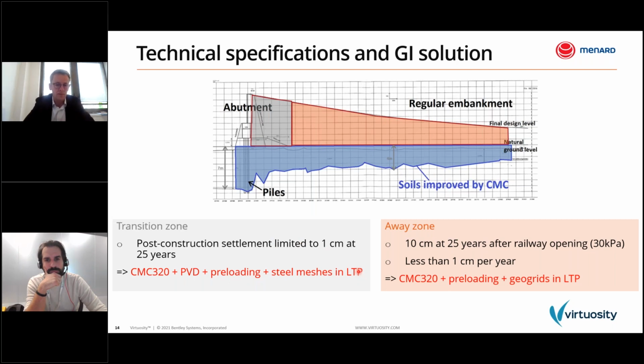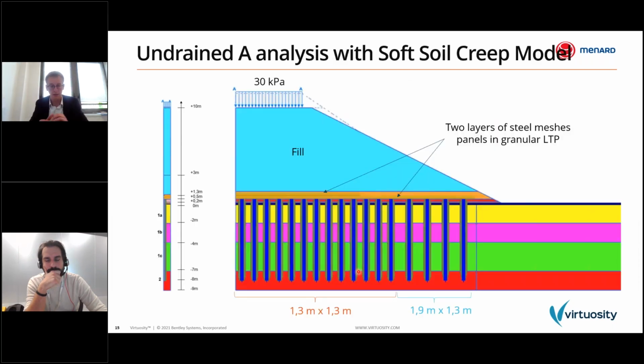So the design was made with PLAXIS 2D, exactly following the strategy defined and clearly explained by Richard, with the first calibration on an axisymmetric model. This PLAXIS 2D model was done using undrained A calculation, which means that the stiffness and strength of the soft clay layers were defined in terms of effective values. We used the soft soil creep model in order to consider the creep settlement.